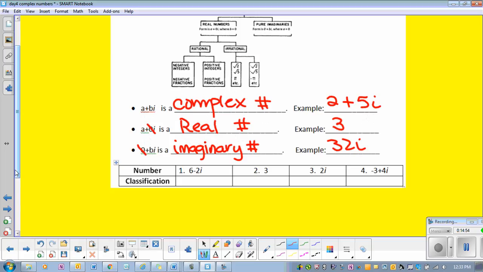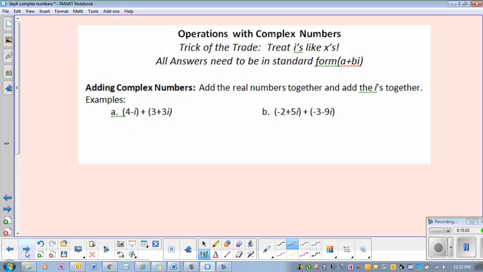So number classification, you know what? Let's skip this right now in the interest of time.